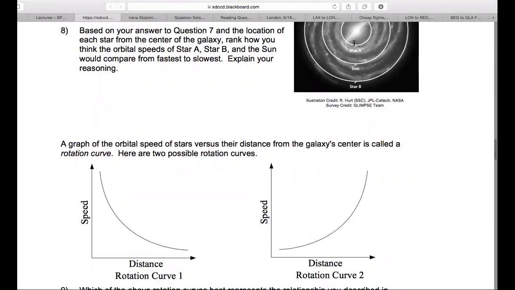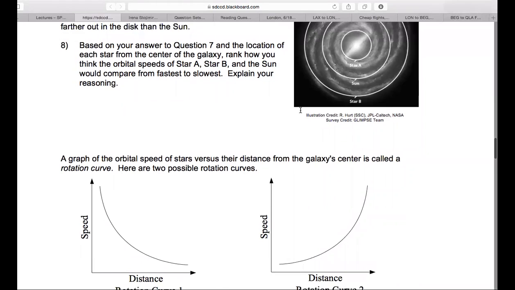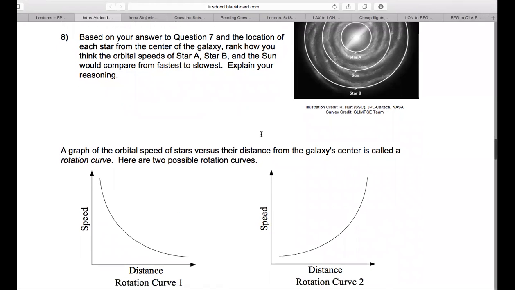So now you have stars A, the sun, and B. And yeah, what did you say? What would be the fastest star? A. And then? C. You mean sun? The sun, and then B. Very good. Very good. Because once again, as you go further away from the mass, the speeds should go down. That's what happens in the solar system.